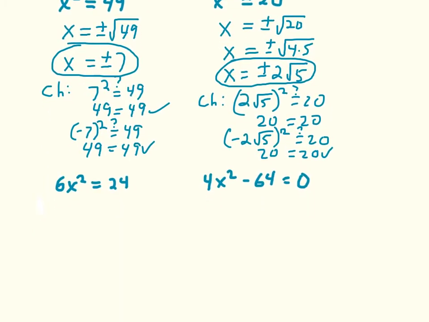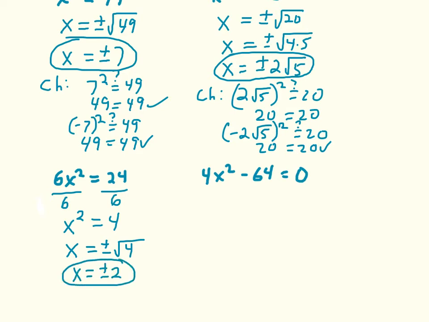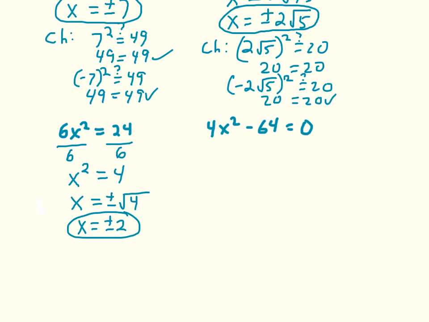So slide up here. Let's do these two next. I've got 6x squared equals 24. So what I'm going to first do here is divide both sides by 6, just to make this a little easier to work with. And I've got x squared equals 4. That means by the square root property that x equals positive or negative square root of 4, so x equals positive or negative 2. And I'll move that up a second so I can show my check.